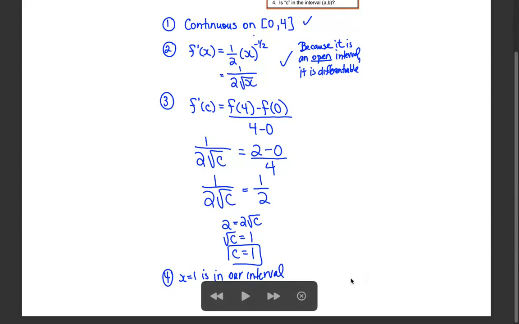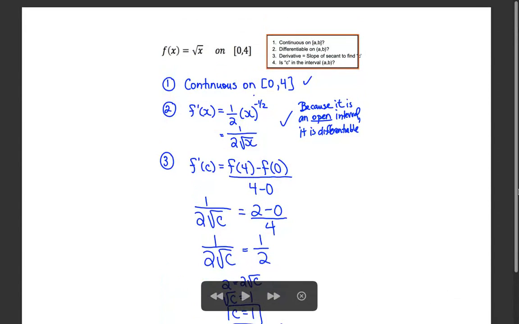So hopefully these examples help you out a little bit and give you an idea of, first of all, how to tell if something is continuous and differentiable. And again, a lot of that just comes from our knowledge of functions and what they look like and their behavior. And then how to use the derivative and your average rate of change between the endpoints to help us find that point on the interval that has the instantaneous rate of change that is equal to the average rate of change.